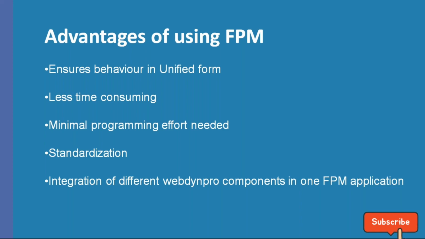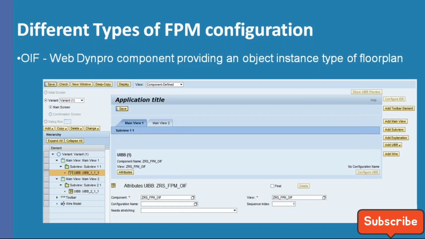Next thing is less time consuming, obviously, and ensure the behavior of unified form. Then there are different types. So basically, we have three types of floor plans. One is object instance floor plan (OIF). Okay. Another one is guided activity floor plan. Okay. And third one is the overview floor plan. OIF is object instance floor plan, and OVP is overview floor plan.